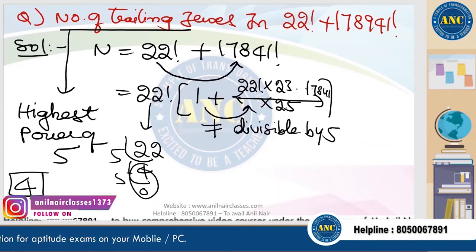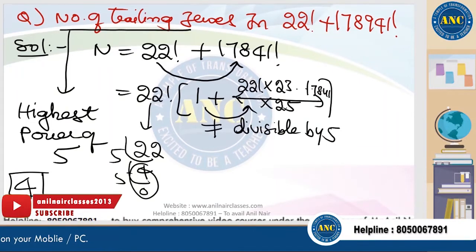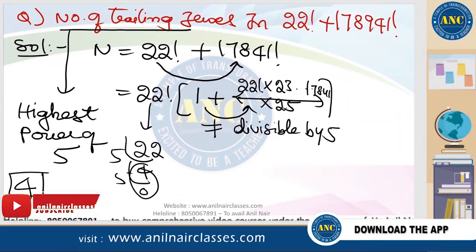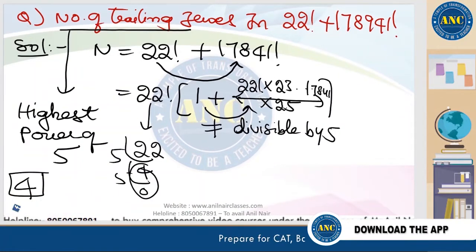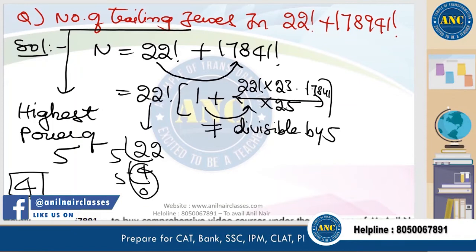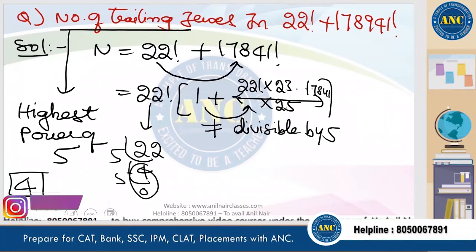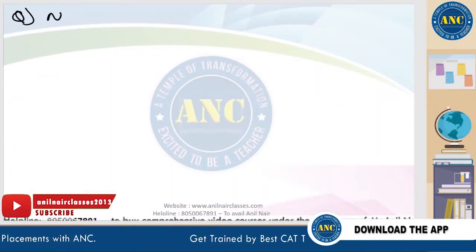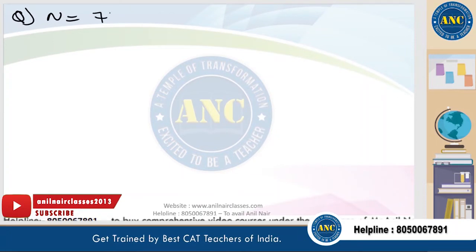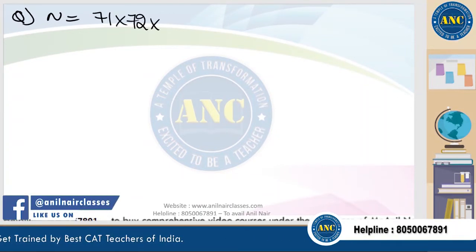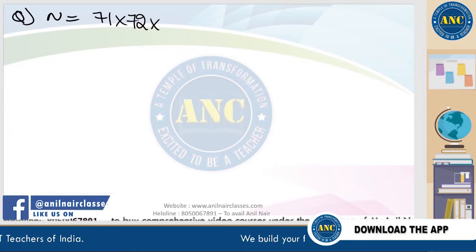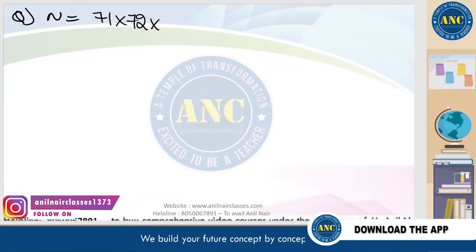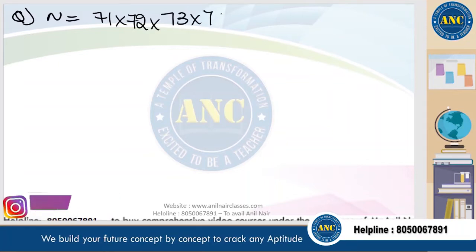Next, one more question. Please write down. I hope this idea is clear, right? Next one. Please write down one more question. N is equivalent to 71, 72, 73, 74, 75.